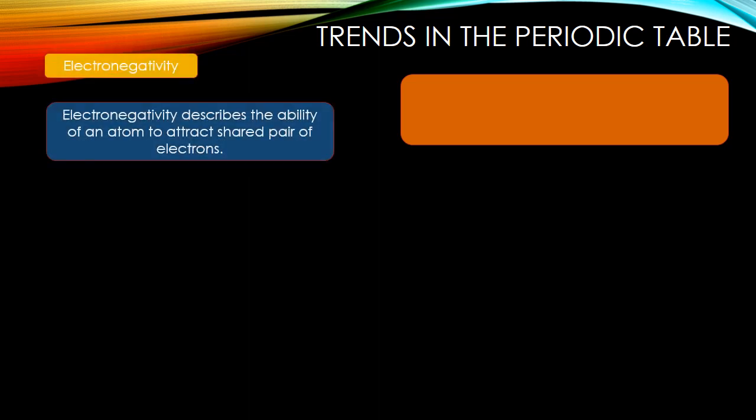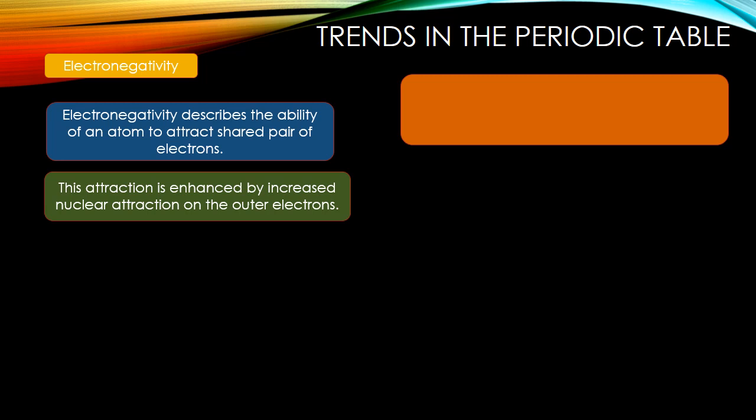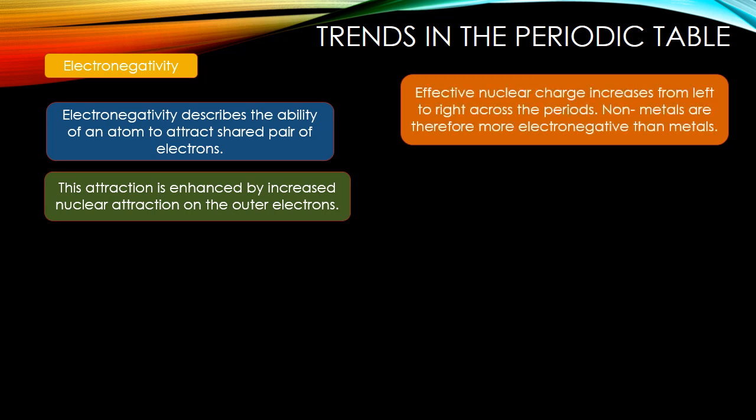Electronegativity. Electronegativity describes the ability of an atom to attract a shared pair of electrons to itself. The attraction is enhanced by increased nuclear attraction on the outermost electrons. This means the nonmetals will have higher electronegativity values compared to metals. Remember, effective nuclear charge increases going from left to right on the periodic table.